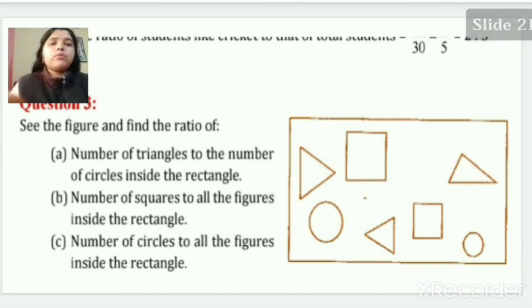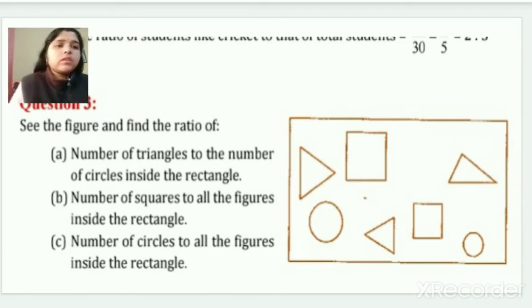Now moving to the C part, the third part, we have to see the figure and find the ratio of. Okay, the figure is already given to us. Yes, how many triangles are here? There are 3 triangles. And how many squares? 2 squares and 2 circles.